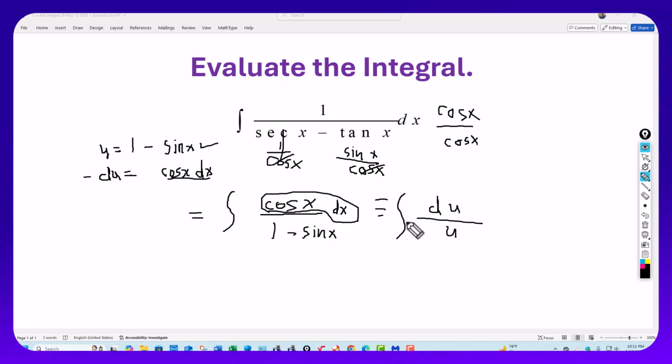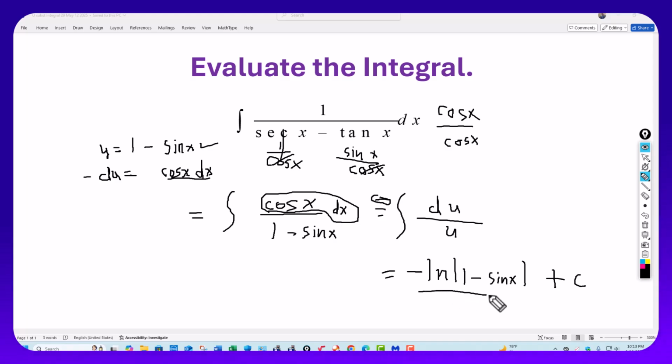So we got u here. And again, anytime you have the integral of du over u, that's always going to be the natural log of the absolute value of u. And always go back to the original variable. So in this case, u is 1 minus sine of x. And of course, you have this minus here still, plus the constant of integration. So the final answer then is minus natural log of the absolute value of 1 minus sine of x.